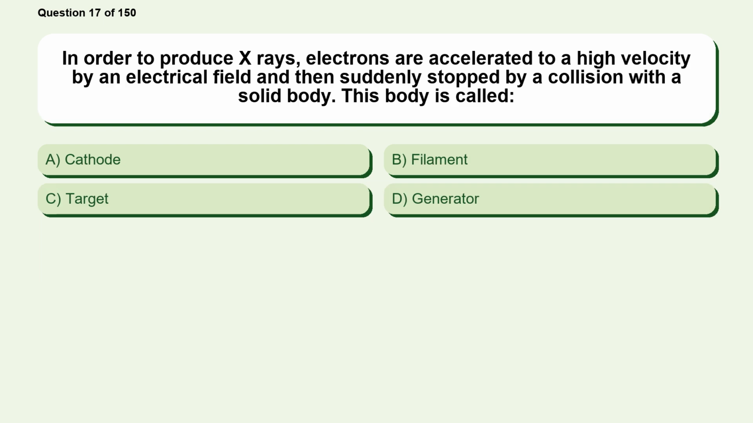Question 17. In order to produce X-rays, electrons are accelerated to a high velocity by an electrical field and then suddenly stopped by a collision with a solid body. This body is called: Option A, cathode. Option B, filament. Option C, target. Option D, generator. The correct answer is option C, target.